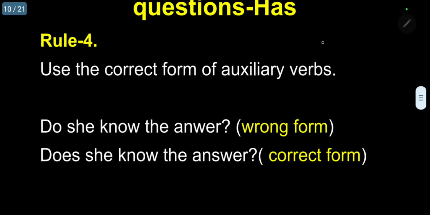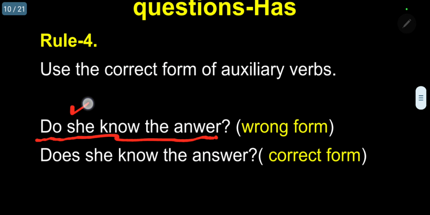Rule 4. Use the correct form of auxiliary verbs. This is very, very important. We must know the subject and use the proper verb. For a plural subject, use a plural verb. For a singular subject, we have to use a singular verb. Kindly follow below. Do she know the answer?